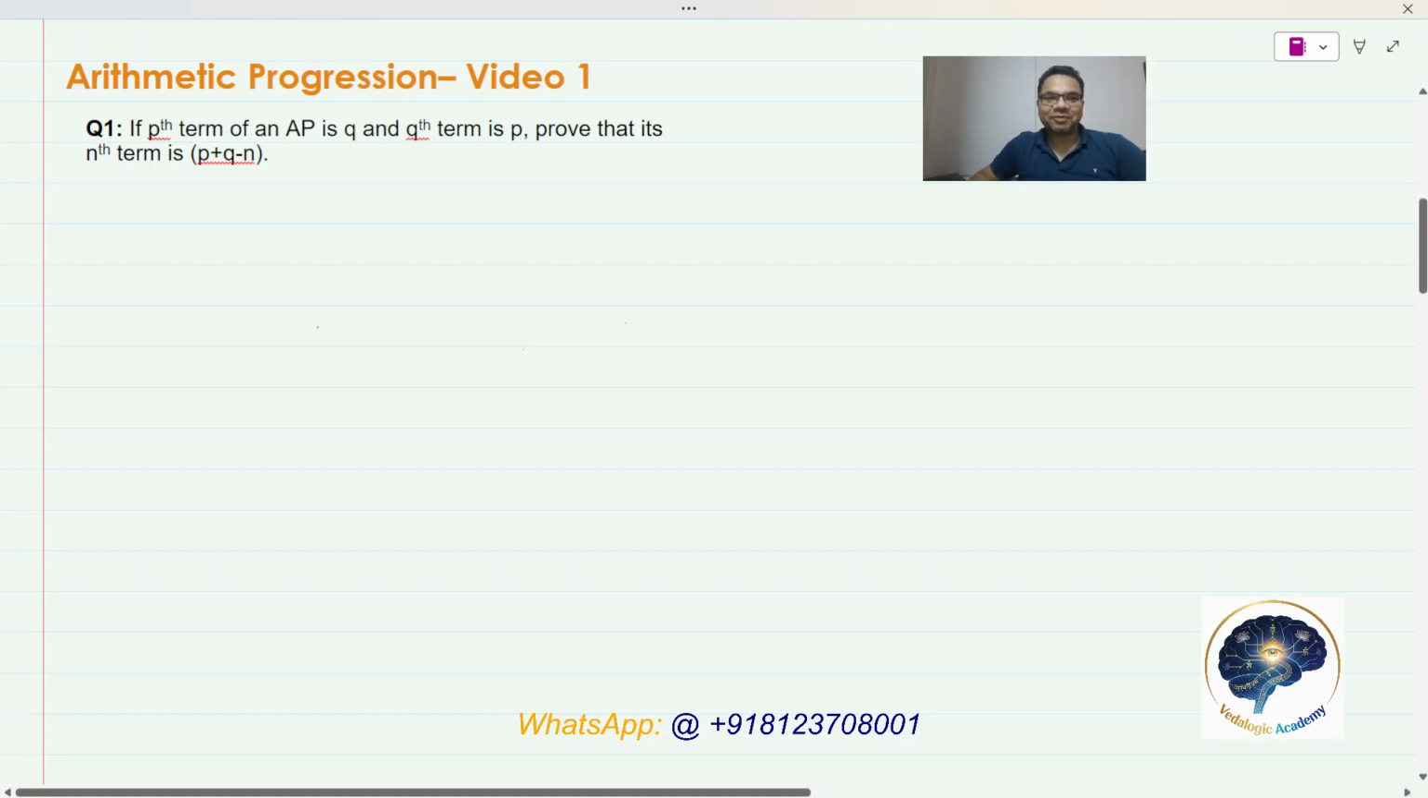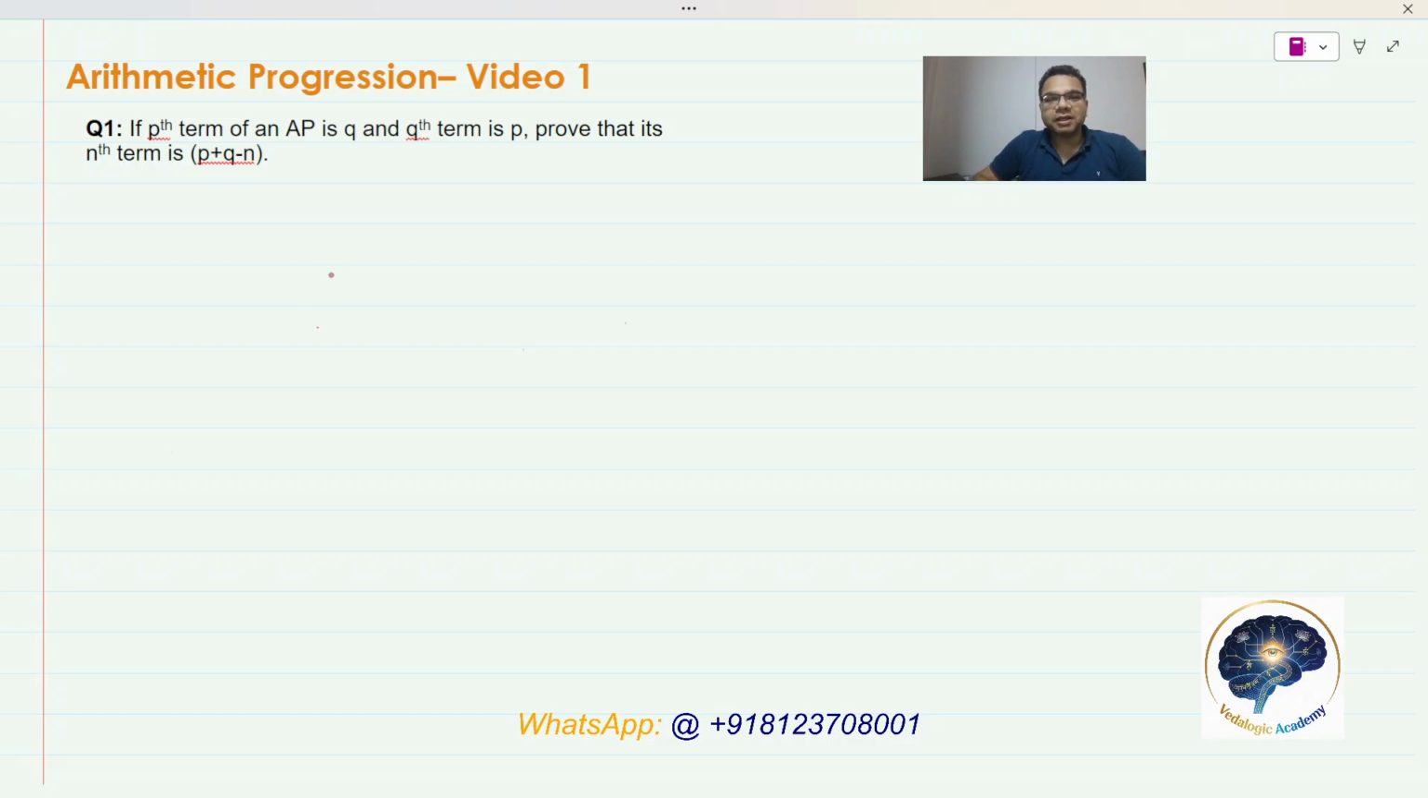Hello, welcome back. So today we are going to see some more questions on arithmetic progressions, right? So this is not a very difficult chapter. There are only a few things which you have to remember in this arithmetic progression, right? But once you know them, you'll be able to solve the questions for AP. Okay, so I'll start with the first question now.